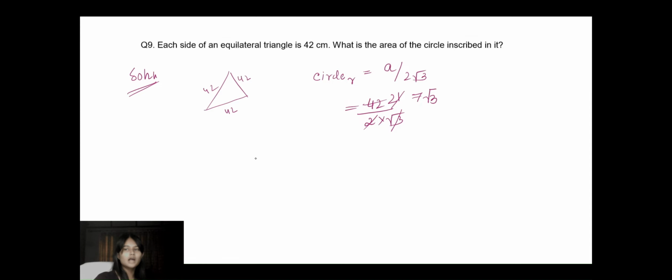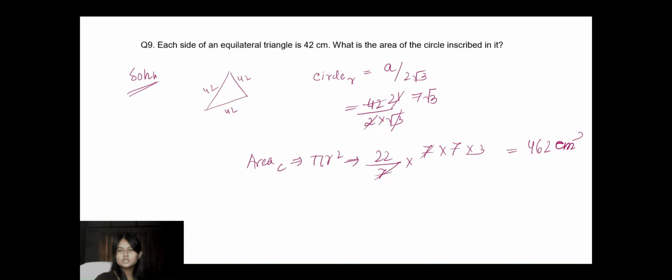Now what is asked of me? They've asked the area of the circle. So area of the circle is nothing but pi r square, that is 22 by 7 into 7 root 3 into 7 root 3, which gives 462 centimeter square as the answer.